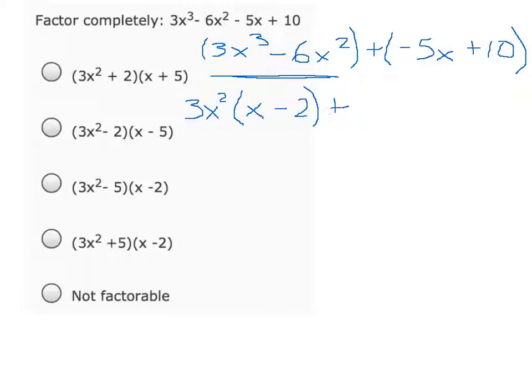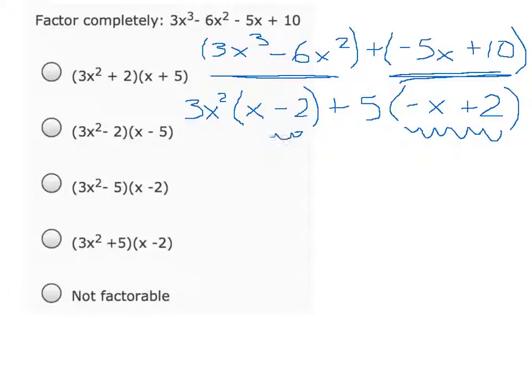Plus, now we want to notice that each of these in this grouping is divisible by 5. However, if we just pull out a 5, we would need a negative x plus 2 on the inside here. But notice that now we were trying to get the inside of these parentheses to be equal, and notice that they are not equal because we have a positive x in one and a negative x in the other, and then a negative 2 in one and a positive 2 in the other.